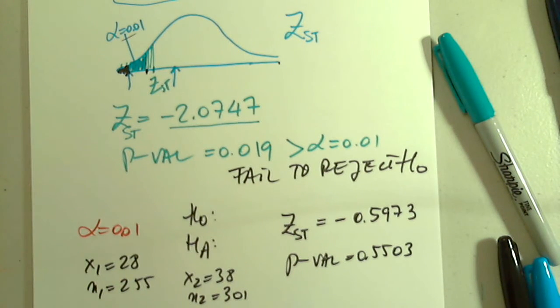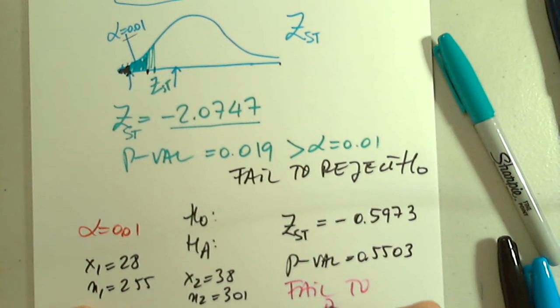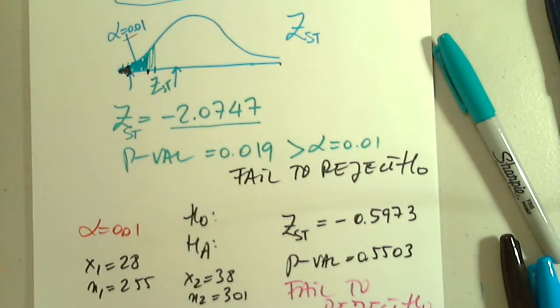So now what do we conclude? Alpha was 0.01 in this problem. At alpha significance level 0.01, do we reject or fail to reject the null hypothesis? You fail to reject it. Of course. I'm writing it down, fail to reject the null hypothesis.